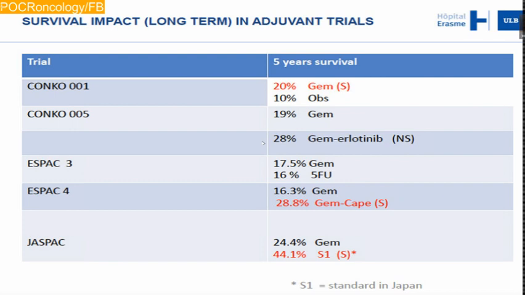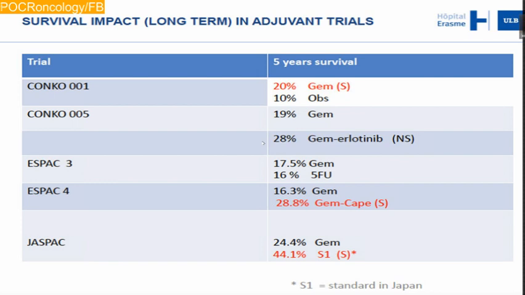These are the adjuvant trials. Again, Dr. Abdullah had talked about it. But the majority of them, 80%, will have recurrence. And then the five-year survival with the best outcomes, again, the SPAC4, is 28%. Now, with the exception of the S1 data from Japan, which again, is 44% five-year survival.